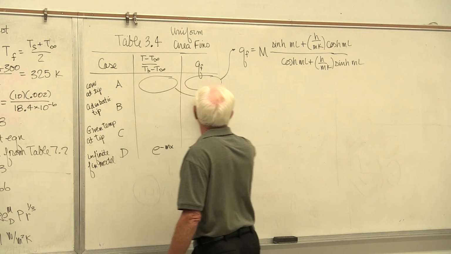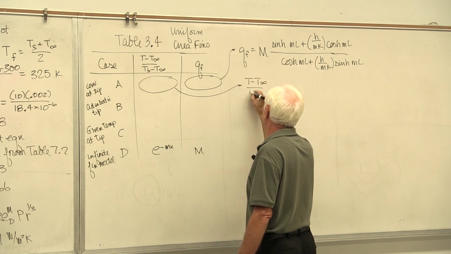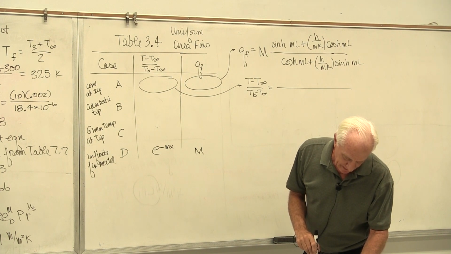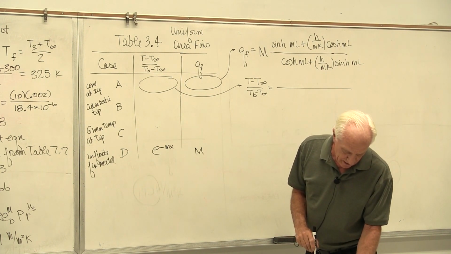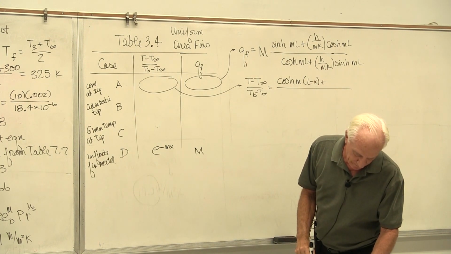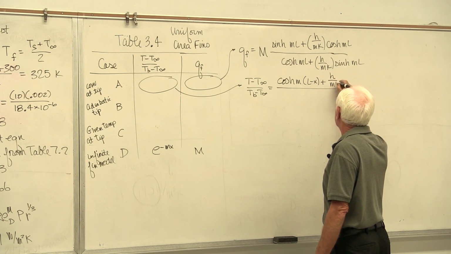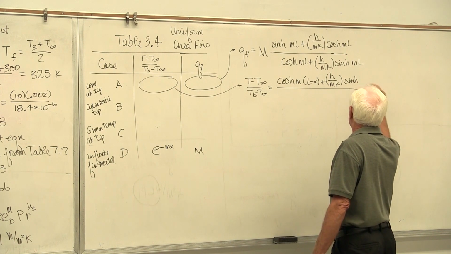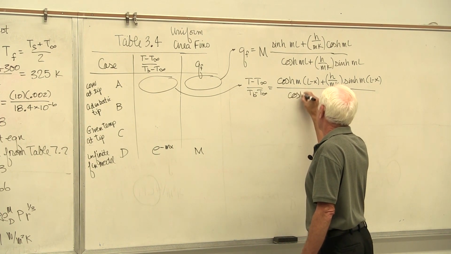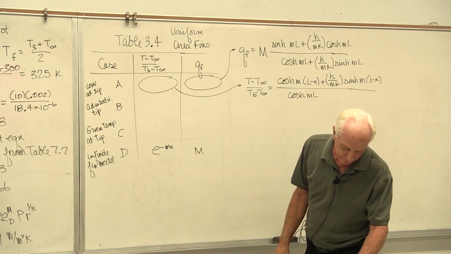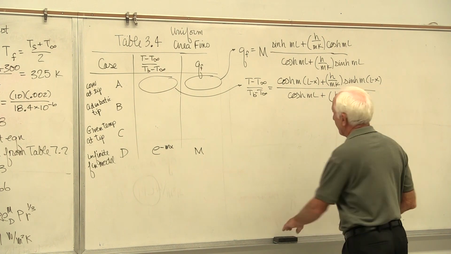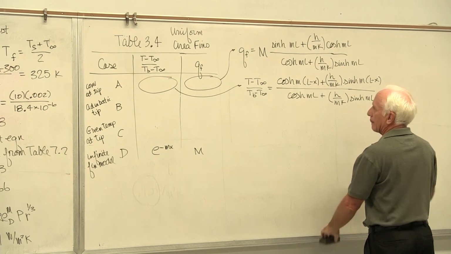I'll put this one down just so it's complete. T minus T infinity over T base minus T infinity equals cosh m(L minus x) plus h over mk sinh m(L minus x), divided by cosh mL plus h over mk sinh mL. Okay, there they are.